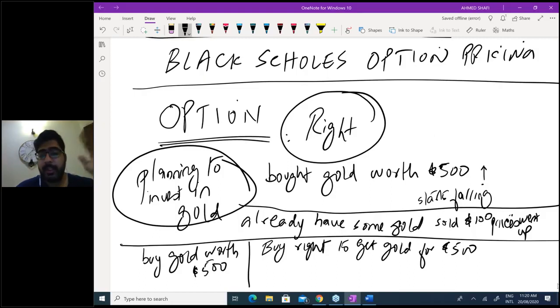In case prices increase, become 520, 530, 550, you had the right to get gold for $500, and suddenly the prices became 550. You will exercise that right. You had the right to get gold for $500. You will exercise that right for $500 and sell gold for $550 and earn a gain.